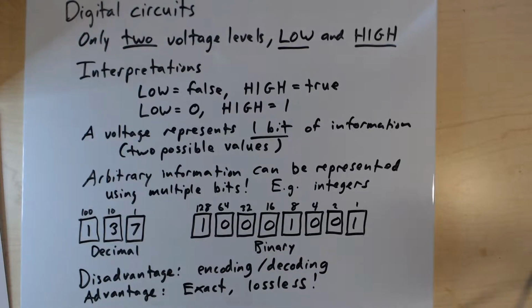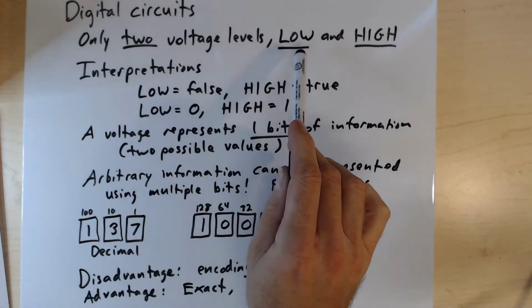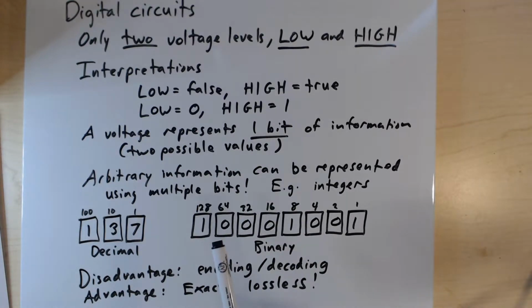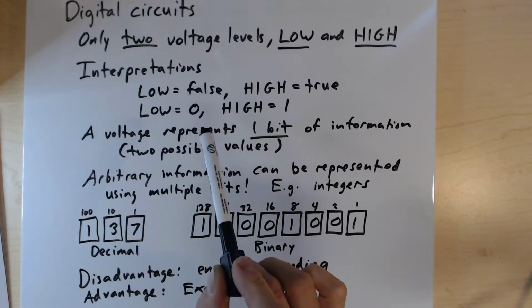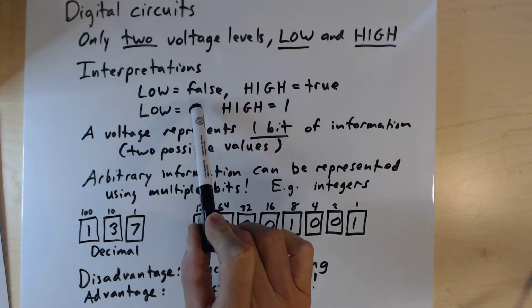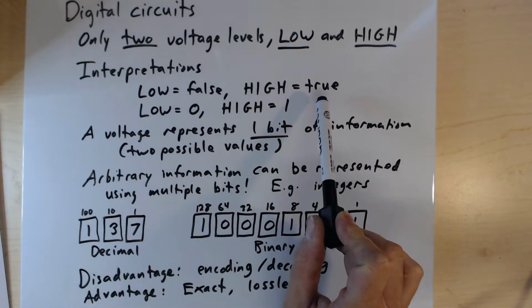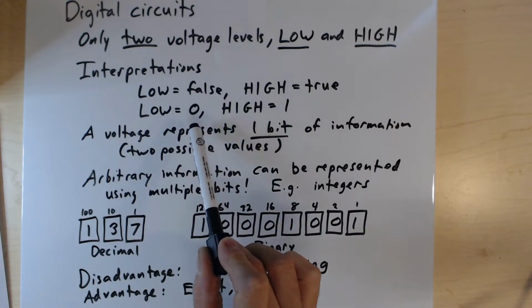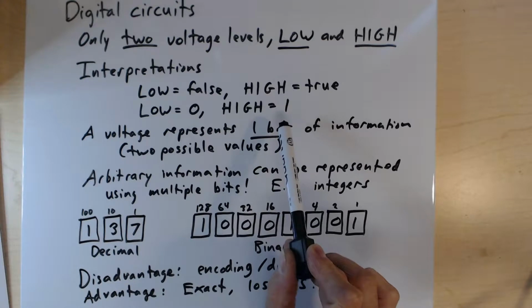Now let's talk about digital circuits. Unlike in an analog circuit where the voltages vary continuously, in a digital circuit there are only two significant voltage levels, a low level and a high level. And the meaning of these two levels is subject to interpretation, but the two most common interpretations are the Boolean interpretation, where a low voltage means false and a high voltage means true, and the numeric interpretation, where a low voltage means 0 and a high voltage means 1.